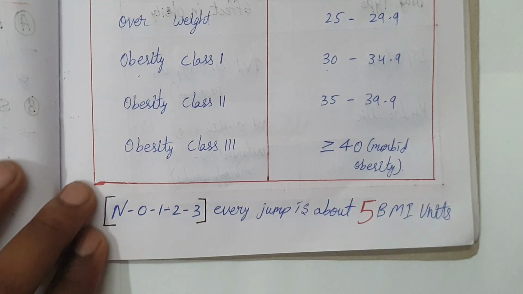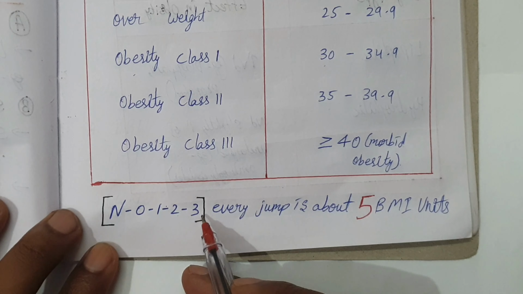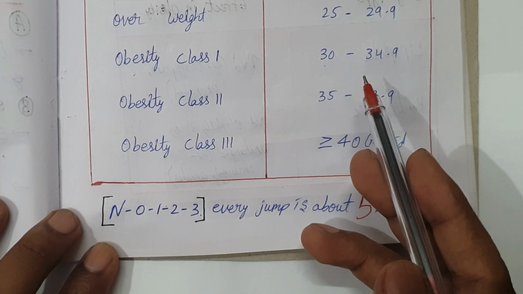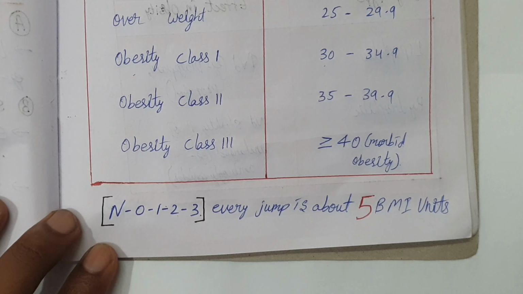How can you remember this? By using this mnemonic: NO123. So we are jumping every 5 BMI units. So you just have to remember that every 5 BMI units you have to increase.